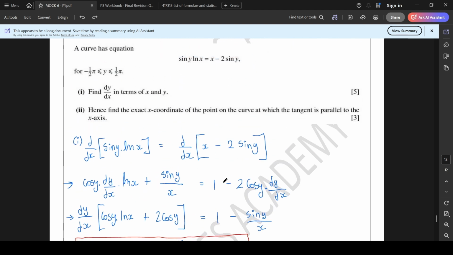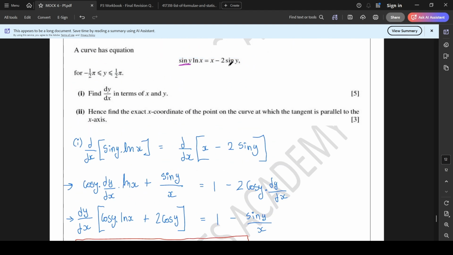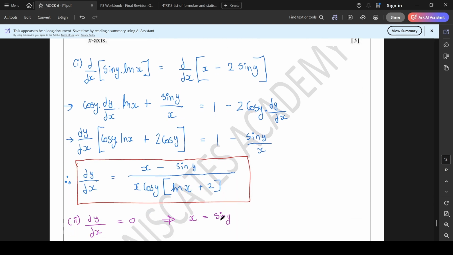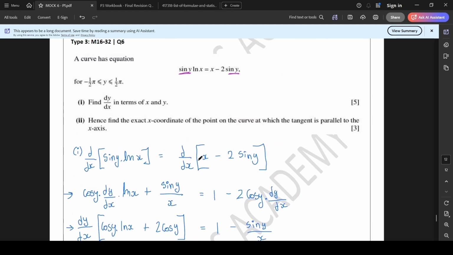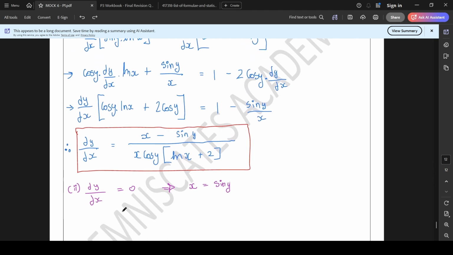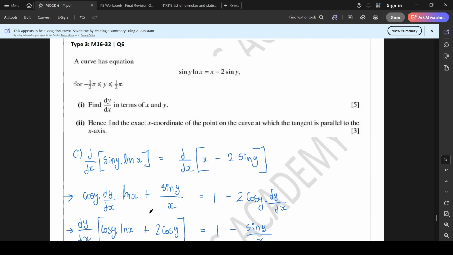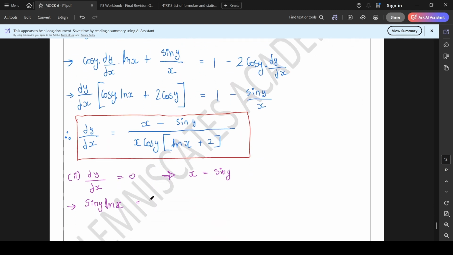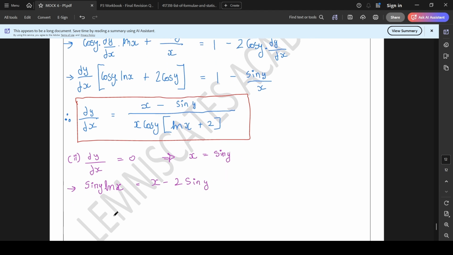Now because you are trying to find the x value, you are trying to make a substitution for y. And if you look at the question, there is a sin y already given to us in the equation. And we got that sin y is equal to x. So I can directly say that wherever there is a sin y, I can write it as x. So let me show you how it's going to look over here. We had sin y ln x is equal to x minus 2 sin y. Now we are going to substitute over here. So it will become x ln x is equal to x minus 2x.